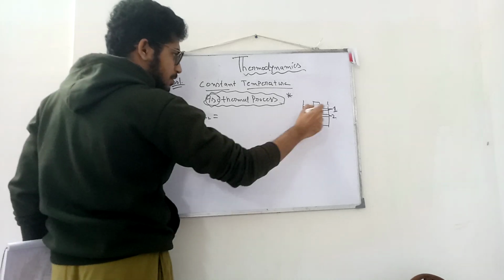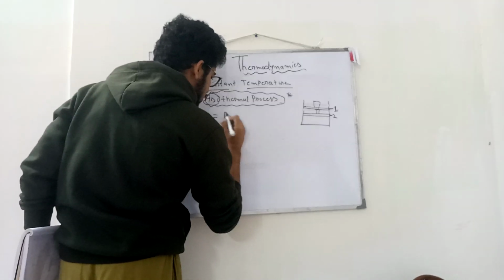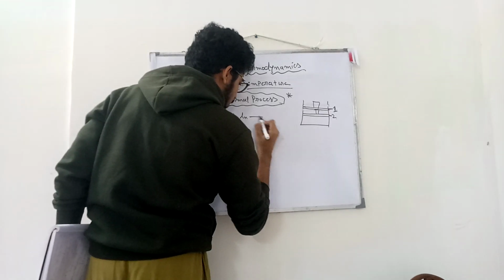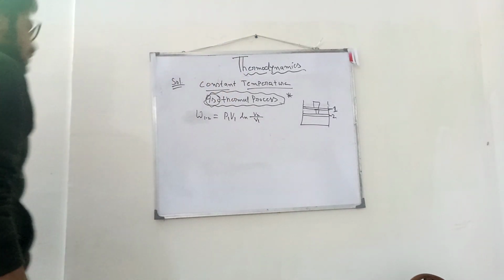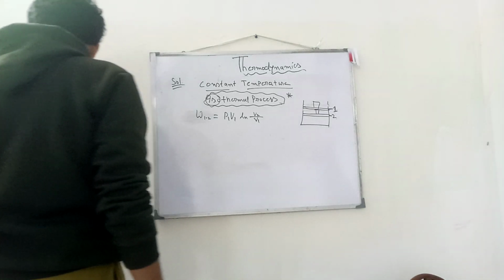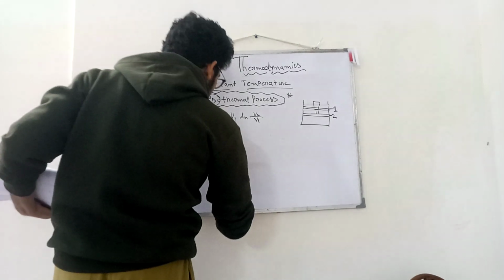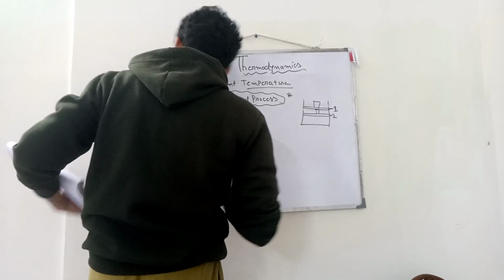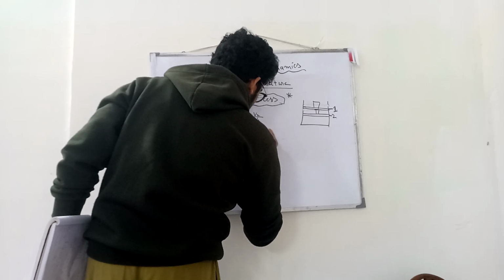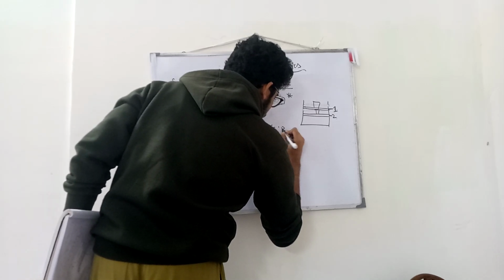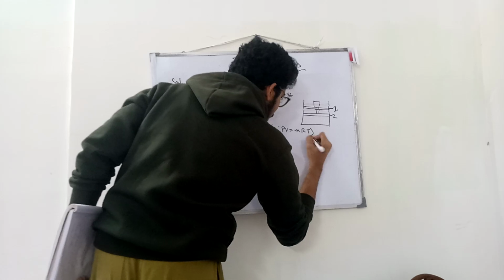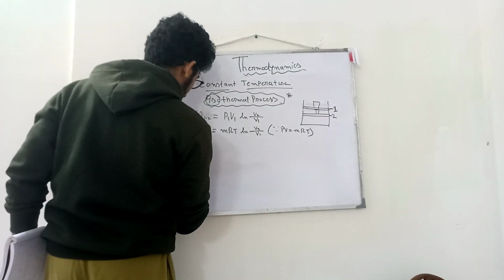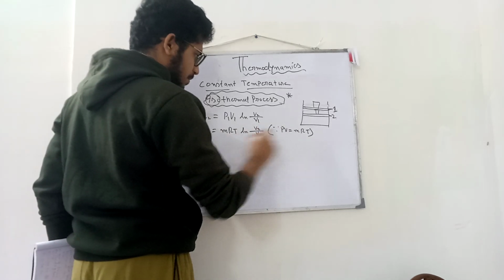So the formula, as the piston goes from the initial state to the final state, is P1 V1 natural log of V2 by V1. We know that PV is equal to nRT. You have to note it down with me.